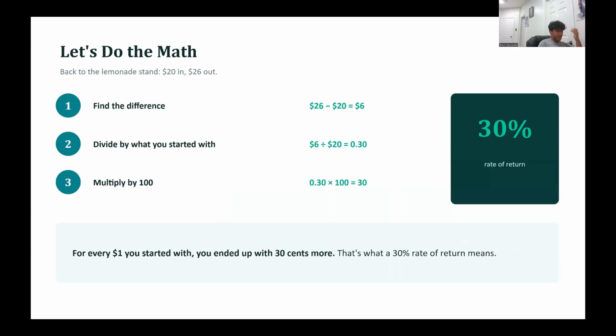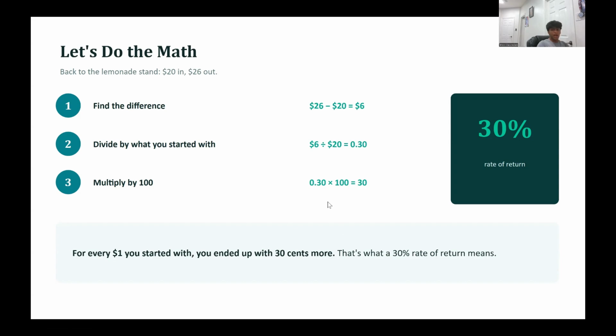Next, we have an example. Let's plug in our lemonade stand numbers. Beginning value $20, ending value $26. All right. So step one, find the difference. 26 minus 20 is $6. Step two, divide that by what you started with, which is 6 divided by 20, which is 0.3. Then you multiply that by 100. As a result, you get 30%. So your lemonade stand has a 30% rate of return. In plain English, for every $1 you put in, you get that dollar back plus 30 more cents. Not bad for a summer of squeezing lemons.